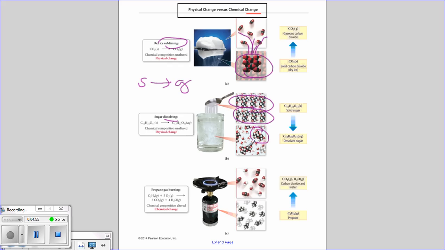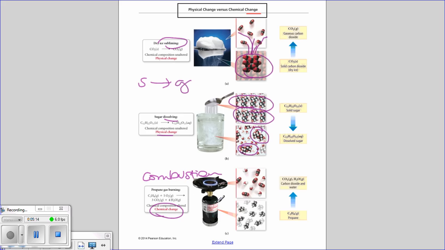It's just now separated from its neighbor, and it's got water molecules interacting with it in different ways through hydrogen bonding or dipole-dipole interactions. That's just a physical change. There's no chemical changes at all. A chemical change would be combustion, so burning something.